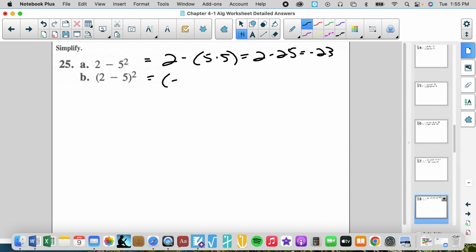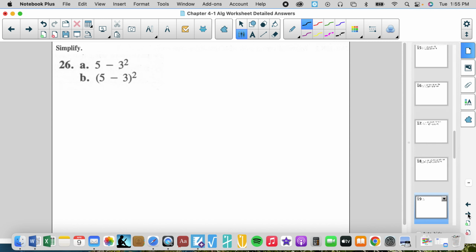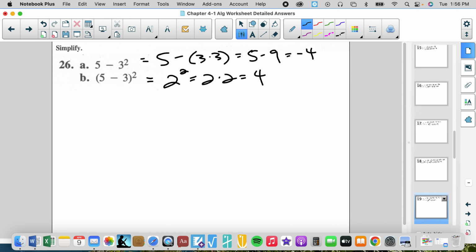Now we need the parentheses for this, because 2 minus 5 we need to include, because that is a quantity of that exponent. So that's negative 3 times negative 3, which equals 9. Really good questions. 5 minus 3 times 3, which is 5 minus 9, which is negative 4. And here we have 5 minus 3 is 2 squared, which is 2 times 2, which is 4.